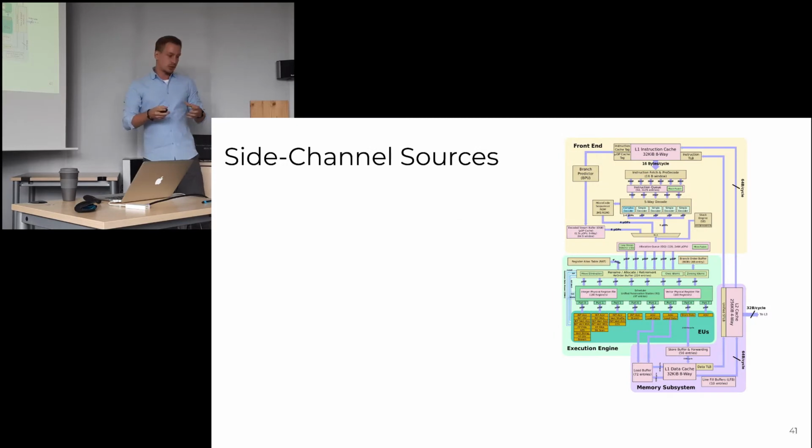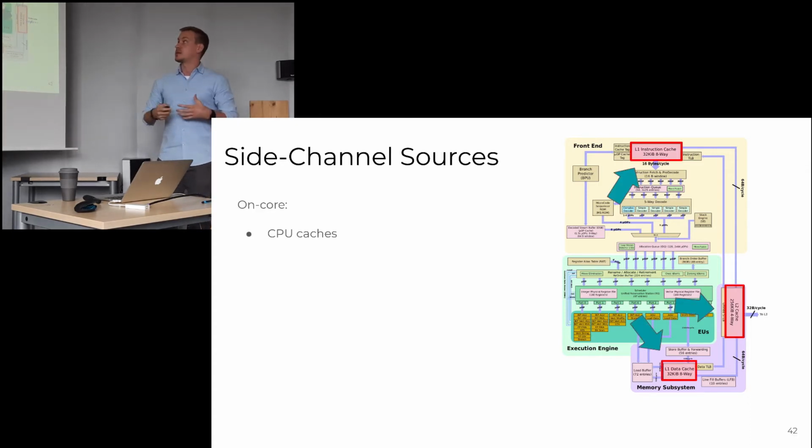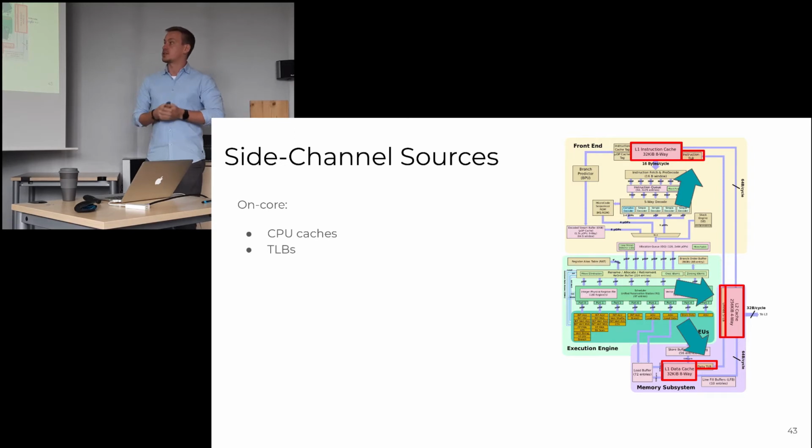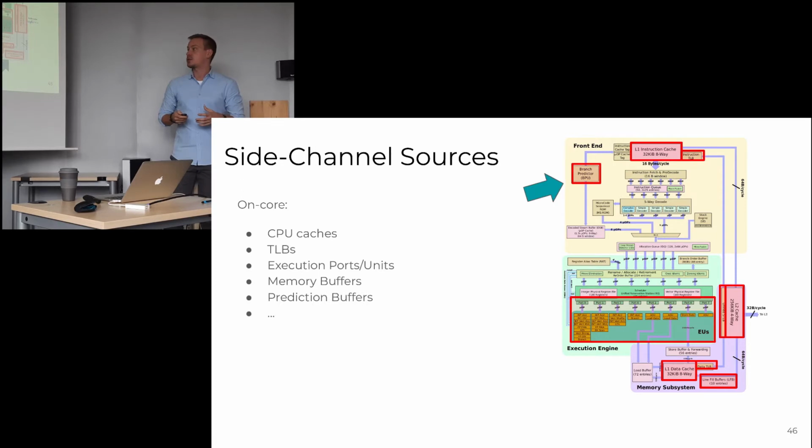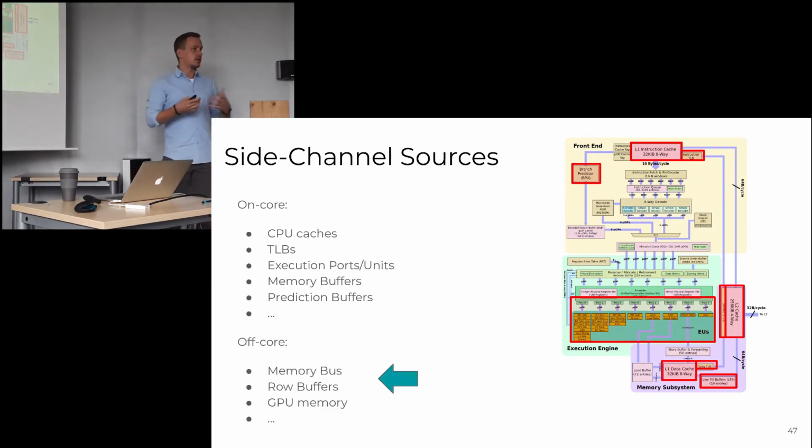So I intentionally called this shared resource by this generic name because many parts of this view could be used. Probably the most common one is caches, so you can use caches to launch such an attack. But it can also be translation look-aside buffers. It could be execution ports. It could be the branch predictor and many other parts of the CPU or memory buffers. But it's not only the core. It could also be some off-chip resources. So the load on the memory bus could be used for that. The values in the row buffer and even GPU memory could be a target for such an attack.